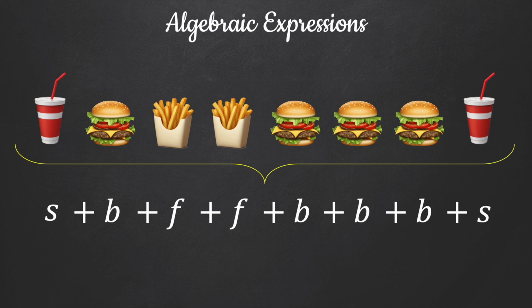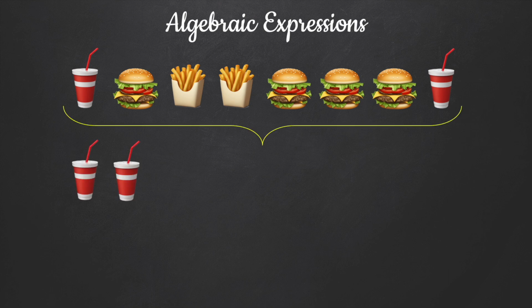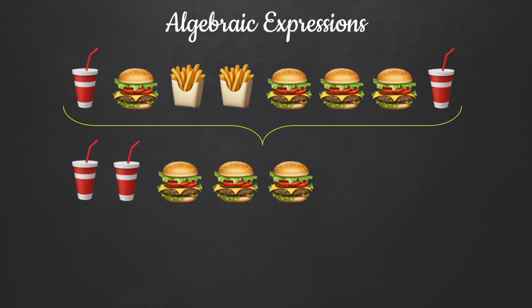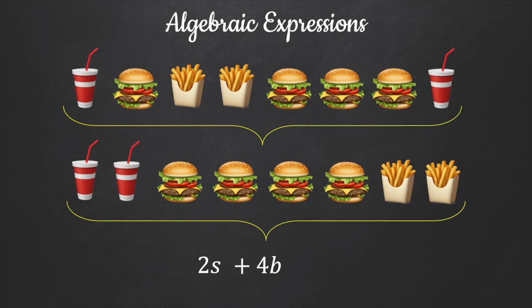What we could do is take this order and simplify it so that it's a little easier. We're going to organize it. We're going to take the two sodas and put them together, the burgers and put them together, and the fries and put them together. Now we can take the cost of the sodas and multiply it by 2, which is how we got 2s. So 2 sodas, and then here we have the 4 burgers plus the 2 set of fries.